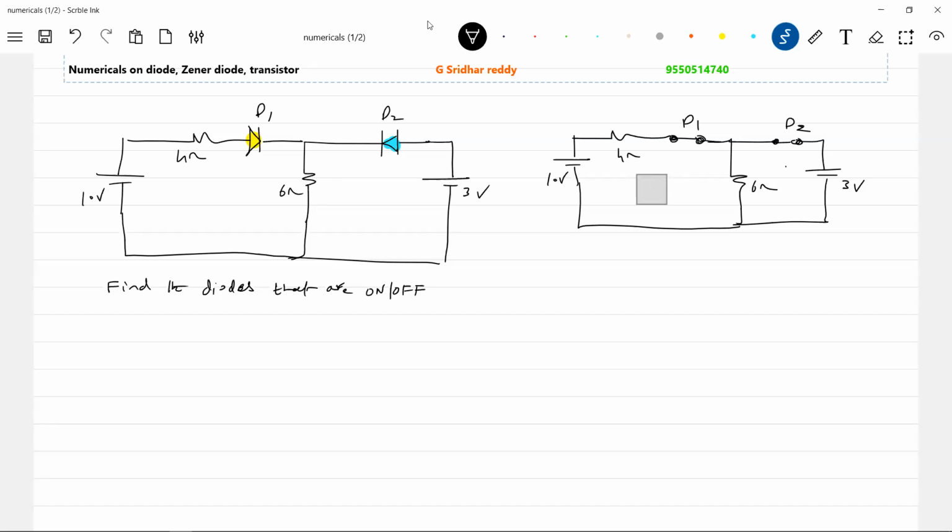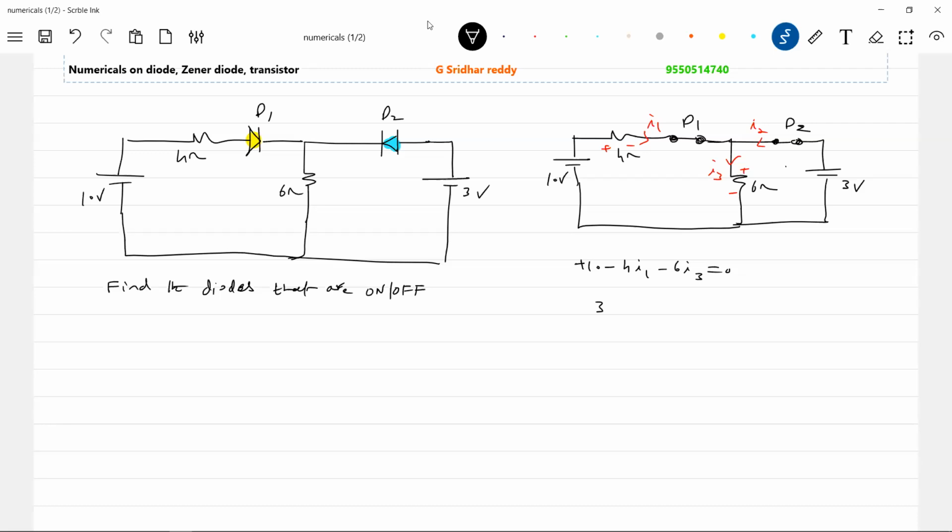Or straight away, branch currents we will take, it'll be much easier. This I1, this I2, let this be I3. This will be positive, negative, positive, negative. There's no resistance here, so let's write the loop equation. So plus 10 minus 4 I1 minus 6 I3 equal to 0.